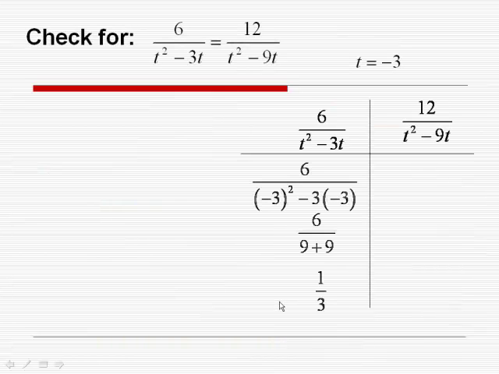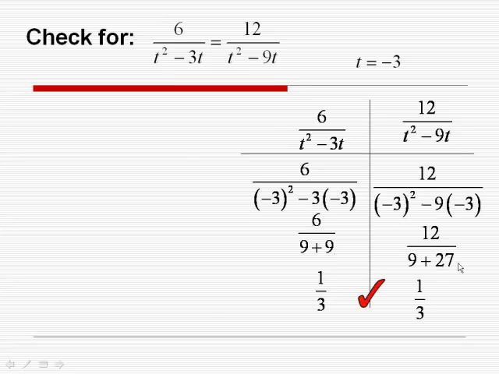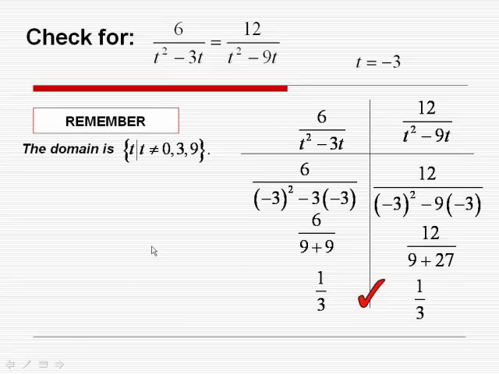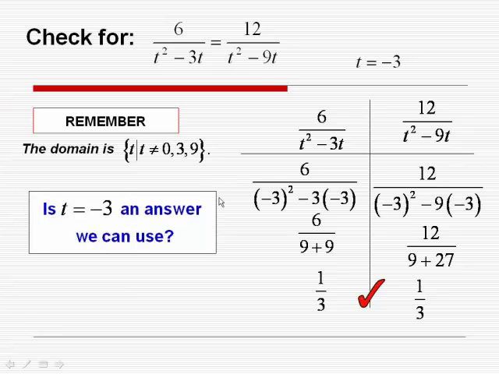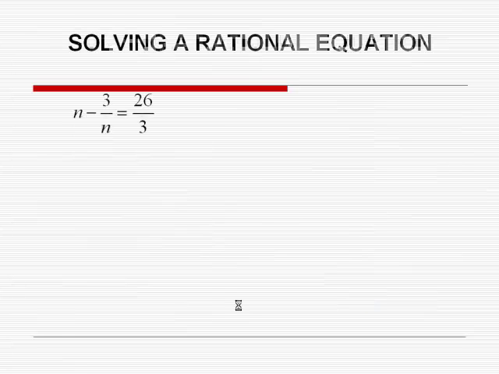Alright, so in our check, we put in our -3. This is an order of operations, which means that this division is a grouping symbol, so we do our exponents first. Negative times negative goes positive, and it reduces to 1/3. Same thing happens over here, so we're good to go. We're remembering that this was our domain, so is t equals -3 an answer we can use? Yes, it is, and so that's the reason the solution is -3.